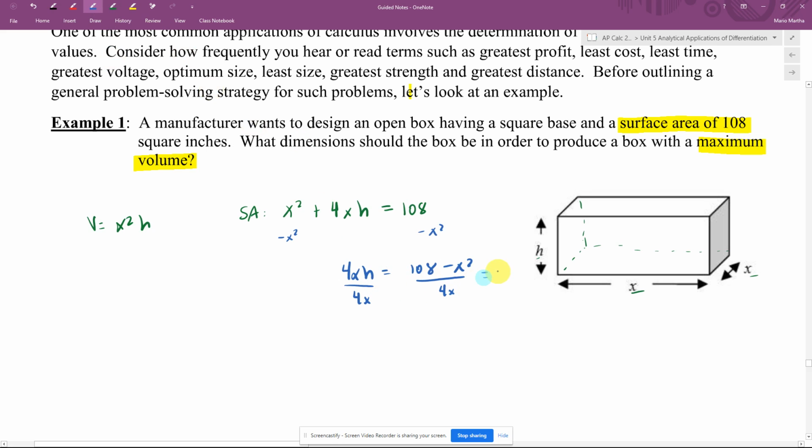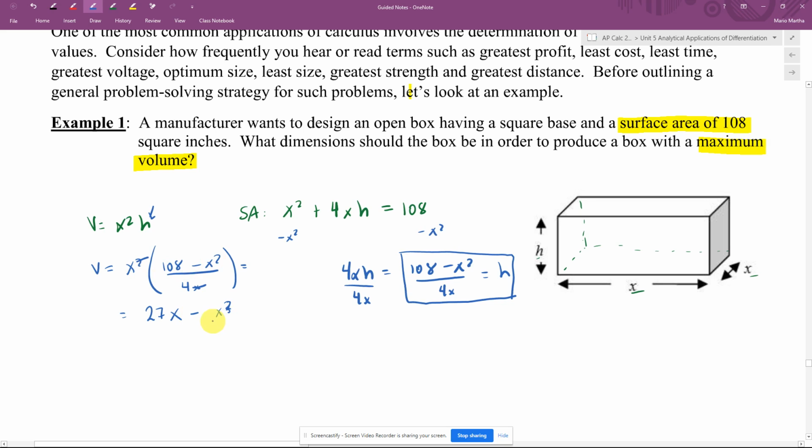So here that would be our h value: 108 minus x squared over 4x. And then from there, we substitute back into the volume. We replace h with that value, so we're looking at V equals x squared times (108 minus x squared) over 4x. From here, we simplify. The x in the denominator cancels with one of the x's in x squared, which makes it a lot easier. So 108 divided by 4 gives us 27 times x, minus x times x squared gives us x cubed over 4. And that's our V.